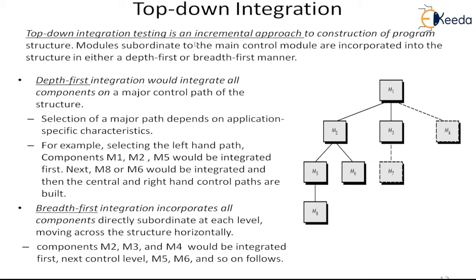Top-down integration is an incremental approach to construct the program structure. You start from the top of the module structure. Suppose this is your module structure, obtained in the architecture or design phase. You start from the top. As with any tree traversal, you can go depth first or breadth first. When you go depth first, you select one major control path and take that path.